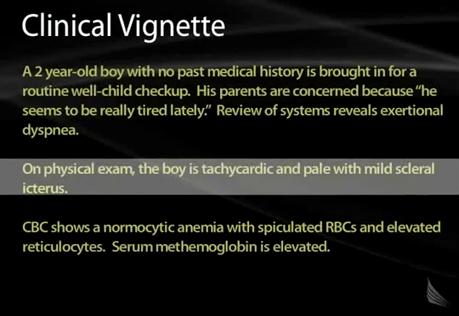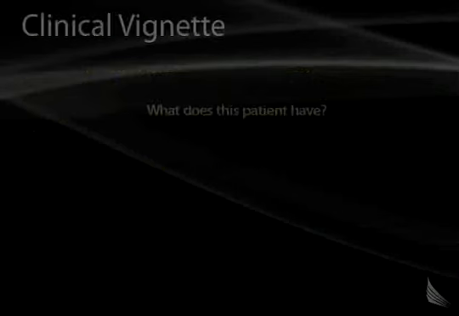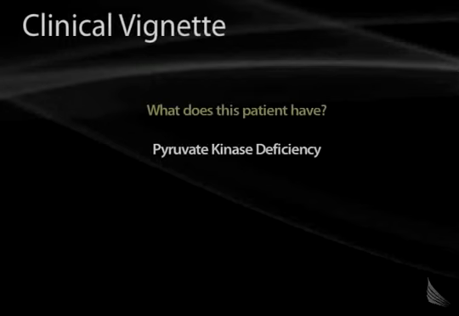On physical exam, the boy's tachycardic, he's pale, and he has mild scleral icterus. He's a little bit yellow. The CBC shows a normocytic anemia, and the red blood cells are kind of spiculated when you look at them on a peripheral smear, and he has elevated reticulocytes. Serum methemoglobin is also elevated, which is a clue to this particular disease. The name of this disease is pyruvate kinase deficiency.